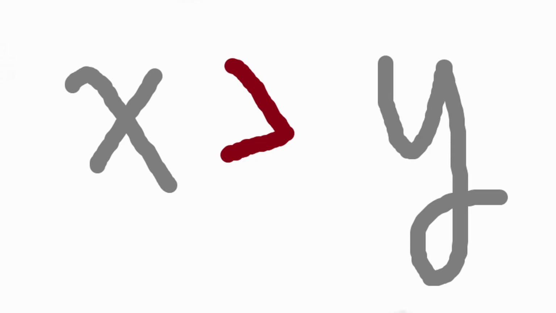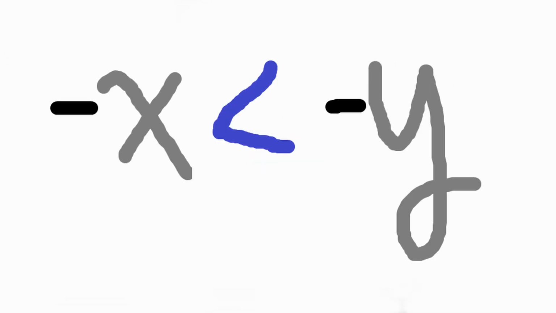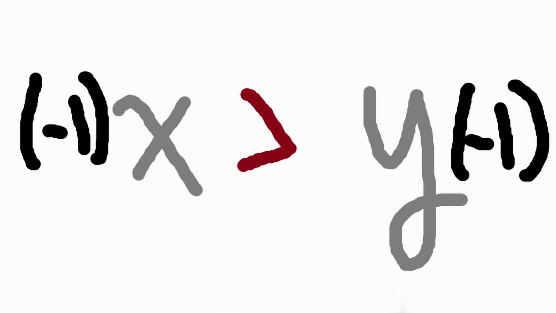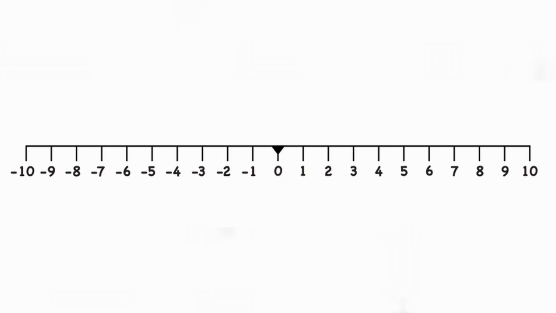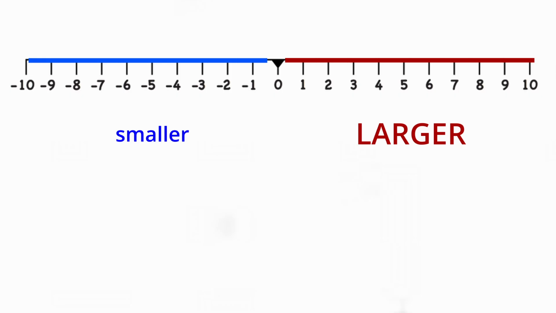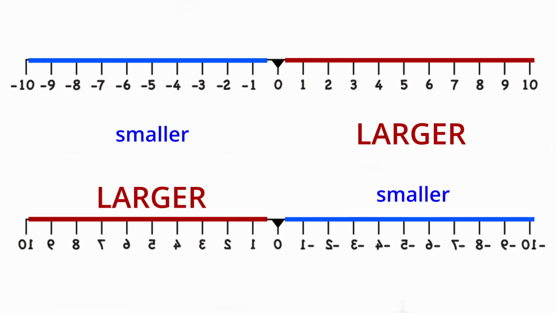But wait! There's even more! If you multiply or divide both sides by a negative number, you also have to remember to reverse the inequality sign. Think about it like this. When you multiply or divide by a negative number on both sides, you're flipping the sign on both sides as well, which you can also think about as flipping the number line. In a positive normal realm, the right side gets larger and the left side gets smaller. But when we flip to the negative realm, the right side gets smaller and the left side gets larger.